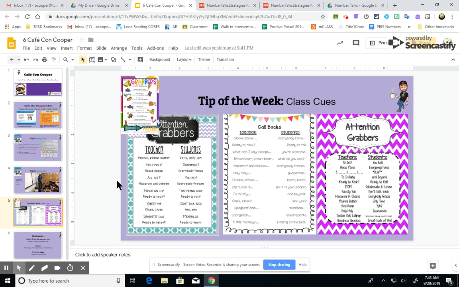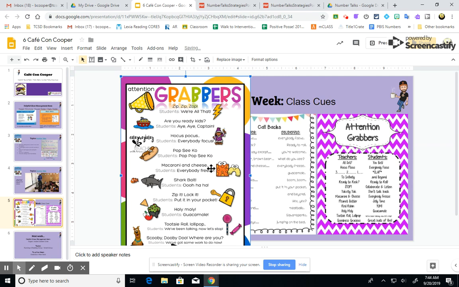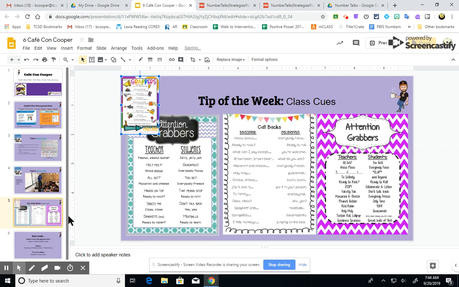All right, the tip of the week, I want to talk about class cues. There are a ton of them. Hocus pocus, everybody focus. We have ready to listen, ready to learn, spaghetti and meatballs. I mean, there's so many, and you guys all use them, but sometimes it's nice to find a new one. And there's a lot of great ones. You just grab the item and you can make it bigger so you can see it better.